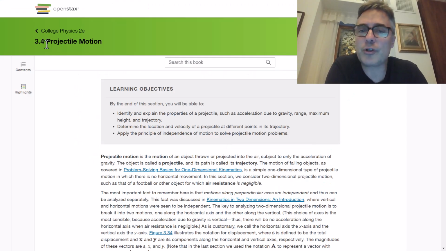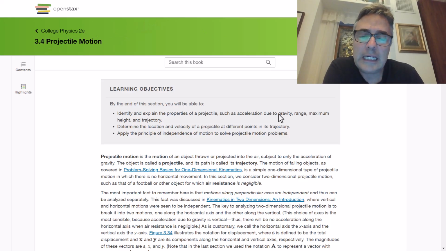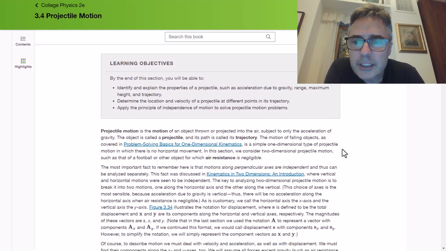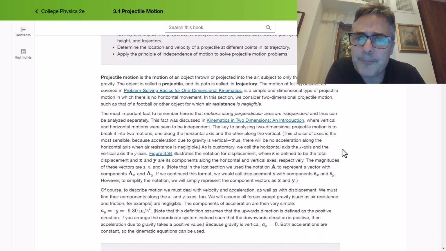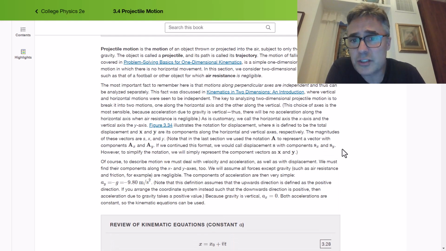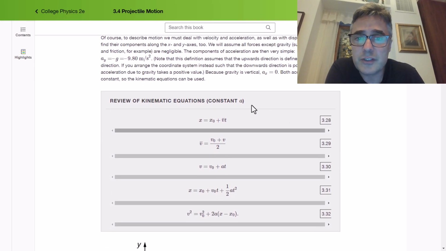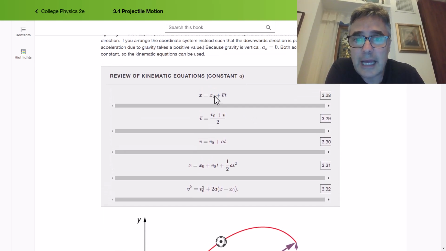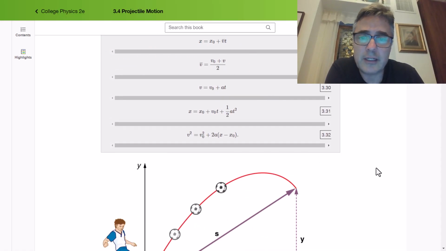Section 3.4 on projectile motion. So I'll just tell you a personal story. I think my high school teacher was a little obsessed with projectile motion, and so I had a bad experience with it. So it's not my favorite section in the book, but it's okay. It's basically just two-dimensional motion for a special case when there's zero x component of the acceleration and negative 9.8 is the y component.